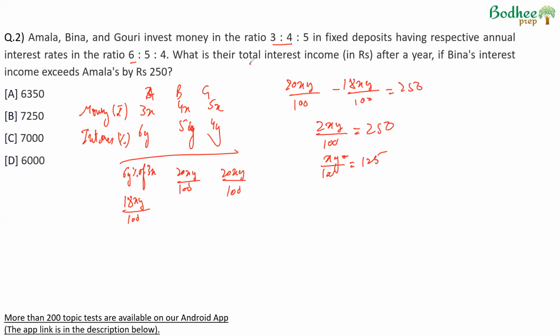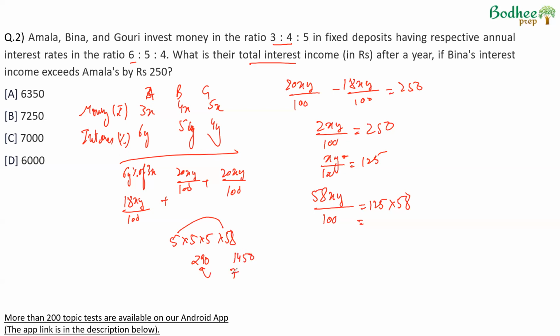Next, what is the total interest income? Total interest income will be the sum of these three, 20 plus 20 plus 18, 58xy by 100 is the total interest income. This will be 125 into 58. 125 can be written as 5 into 5 into 5 into 58. 58 into 5 will be 290. 290 into 5 will be 1450. 1450 into 5 will be 7250. So the total interest income is 7250.